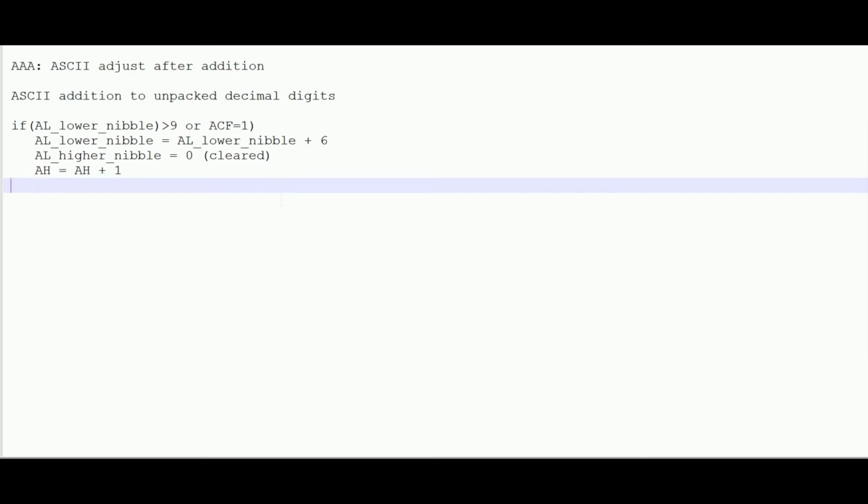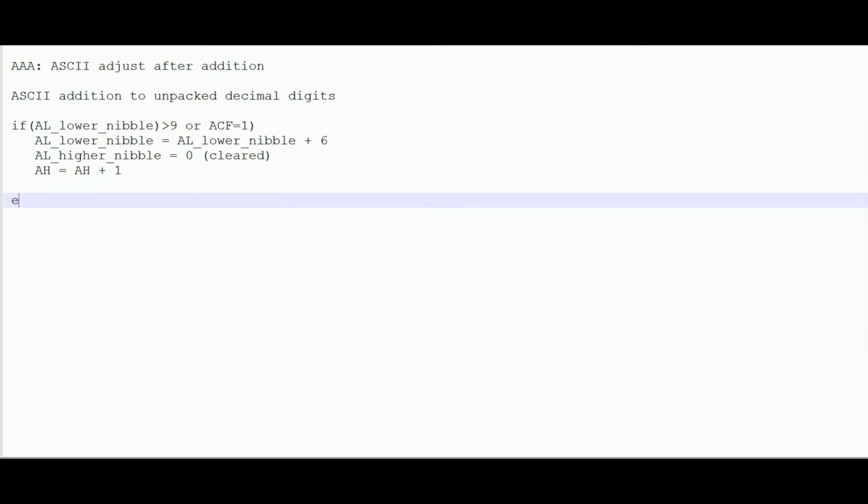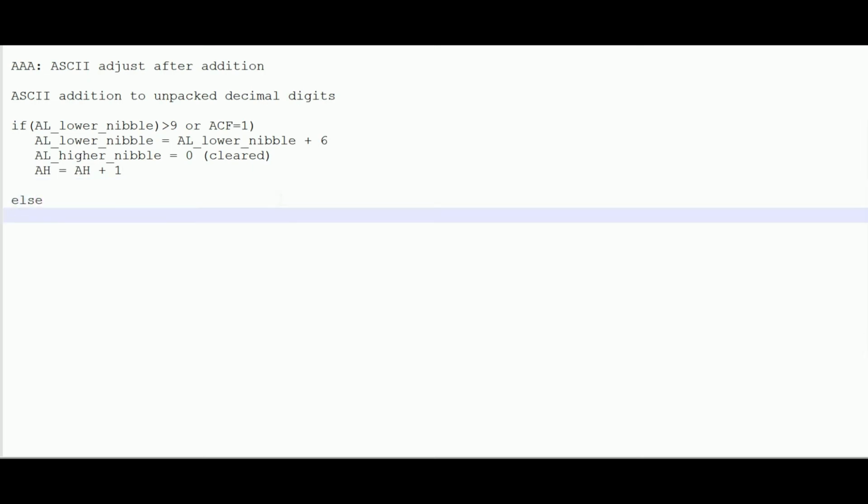Else, AL higher nibble is just cleared, and the remaining part of AL, that is the lower nibble, remains as it is. So this completes your AAA instruction. You can use this algorithm and try to relate the three examples which we have discussed.